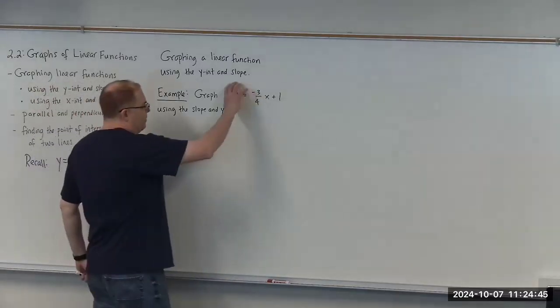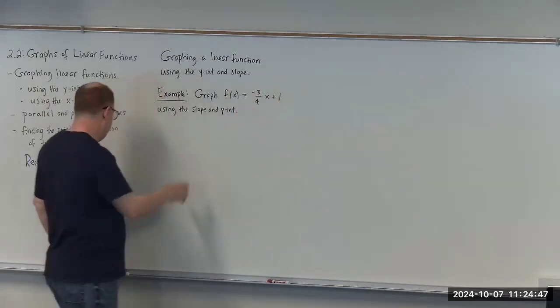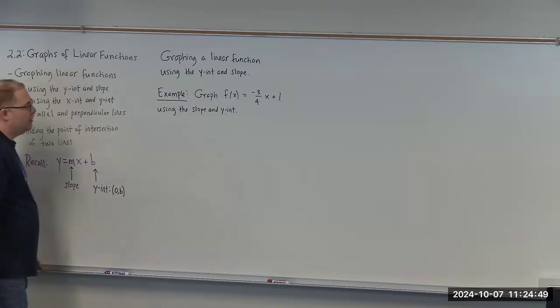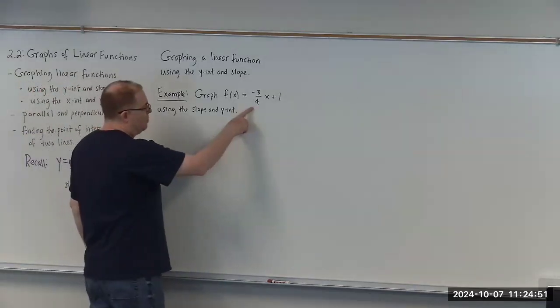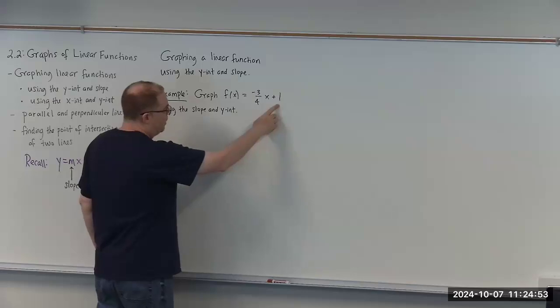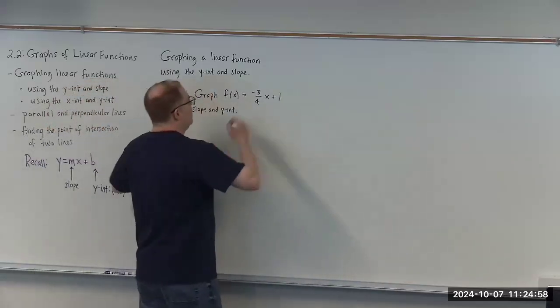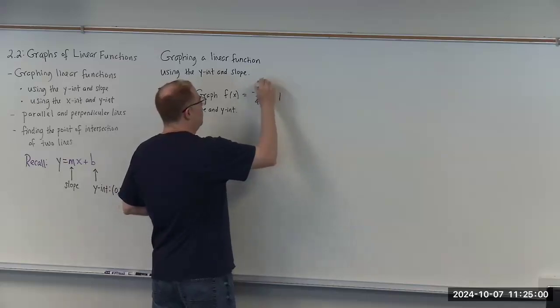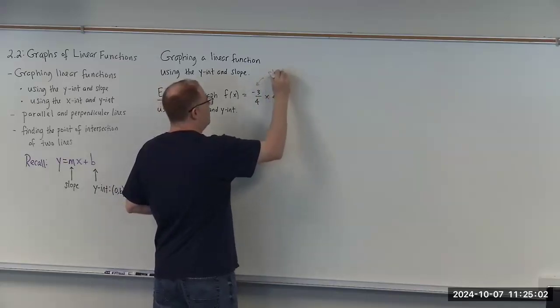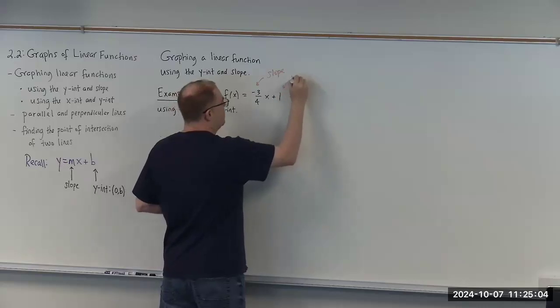All right, so we have this function. We know it's linear because it has this form. So we know that the slope is going to be minus 3/4, and the y-intercept is going to be 0 comma 1. So that's our slope, and this is our y-intercept.